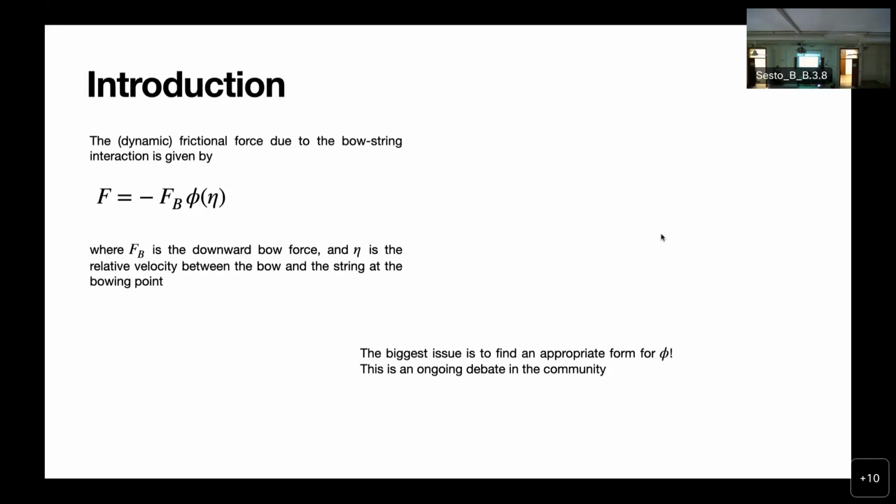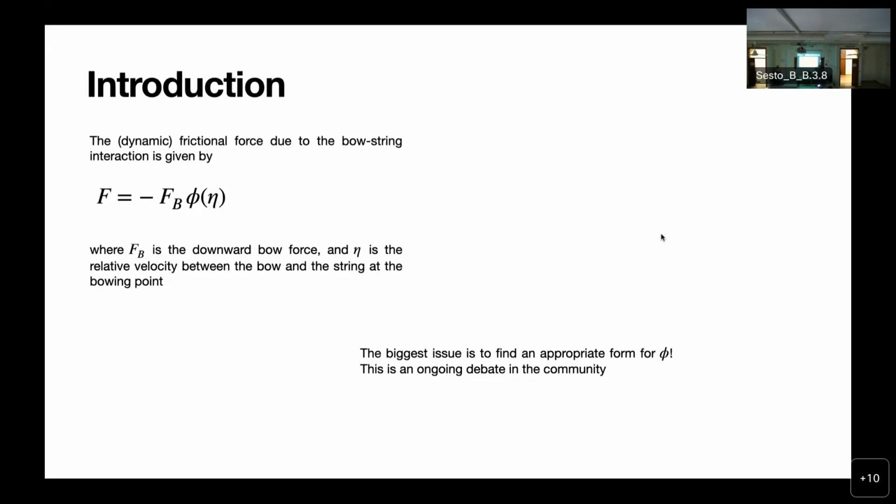Sure. This Fb is basically an input parameter. I'm assuming that the bow is acting just on a point of the string, so you're not moving the bow along the string now. We're considering the bow as being fixed at one point along the string, and we are also assuming that the string is only moving in one plane. So it is a very simplified problem. The bow doesn't make an angle, it's just pushing vertically and sliding.